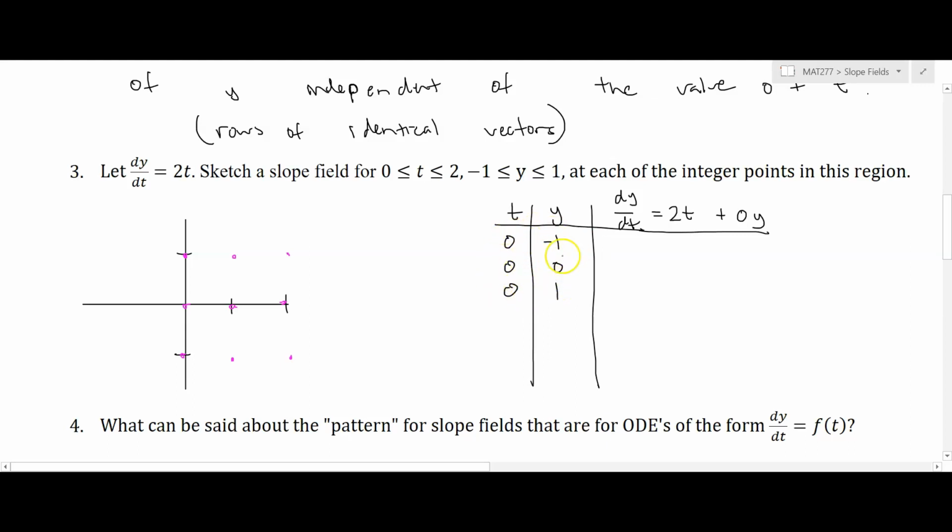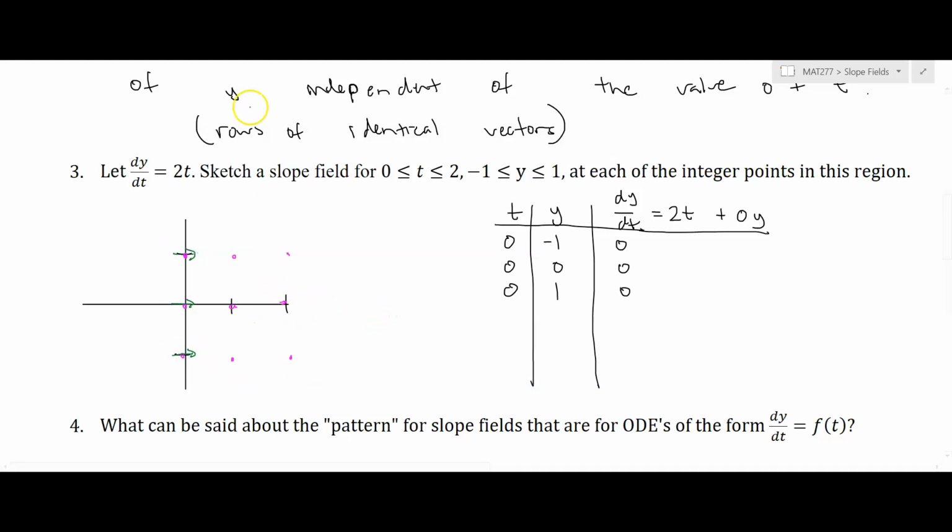For all three of these ordered pairs, 2 times 0 will be 0, plus 0 times whatever y is, will still be 0. So we cannot call these equilibrium points, because equilibrium points are the value of the dependent variable, but all three of these vectors would point horizontally.